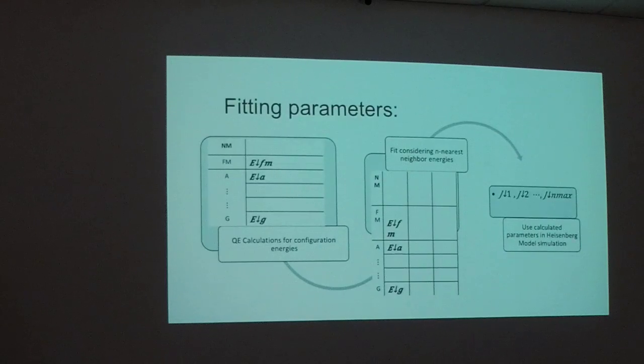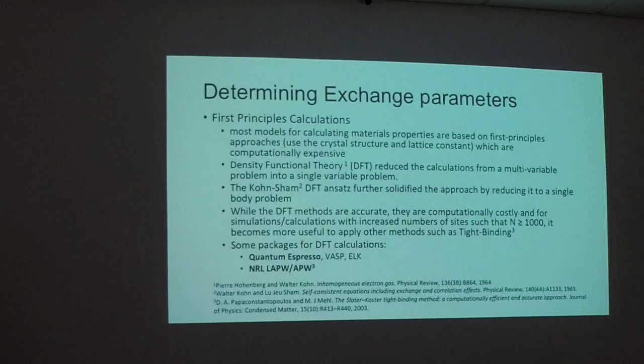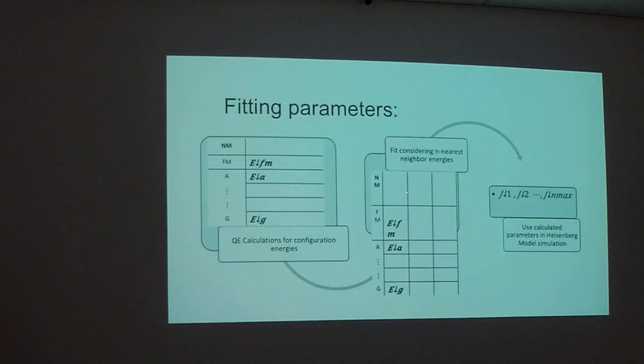Now, how do we do that fitting? This is what I'm talking about. It's a very basic approach. I get configurations, right? A number of them, and I calculate their energy using, again, these packages. And then I kind of fill it out with the number of neighbors, and then break that down, and then do a fit to get what the parameters are supposed to be.